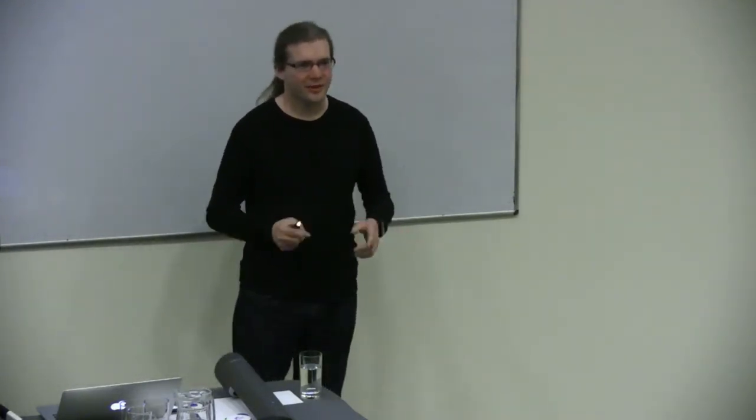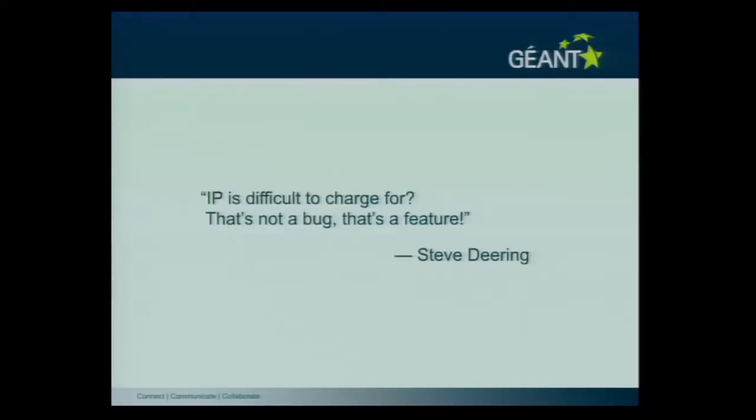Years ago, I used to use this as my signature in emails. Steve Deering saying, IP is difficult to charge for. That's not a bug, that's a feature. And now I think we've come around again, because IP is this commodity. It's so well understood. It's so ingrained. We can't really change very much in case it disrupts something. But network as a service is this tool that we're building, which is trying to change that, but it's grounded in our community and it's grounded in the needs of our community.